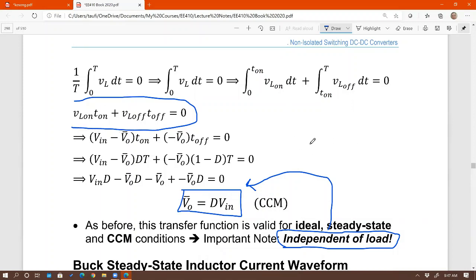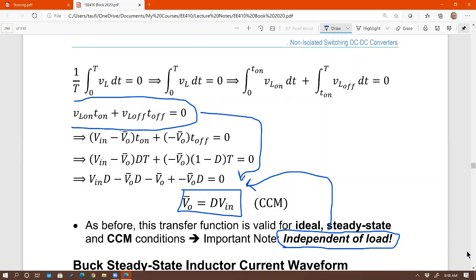That VL on times T on plus VL off times T off is equal to 0. T on in most cases is going to be dT. T off in most cases is going to be 1 minus d times T. So you only need to find two values, VL on and VL off. That will be it, and you're done. You could derive the transfer function the easy way, this way.